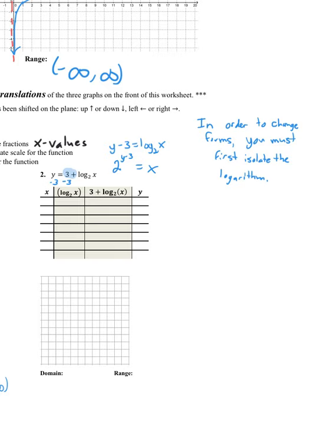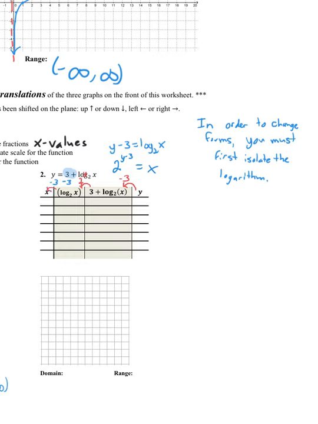So now that's what we're going to do on this line here. The first thing we're going to do is whatever we put in for our y values, we're going to subtract 3 from them. And then, once we subtract 3, we'll do the 2 to the y, and that'll end up with our x value here.